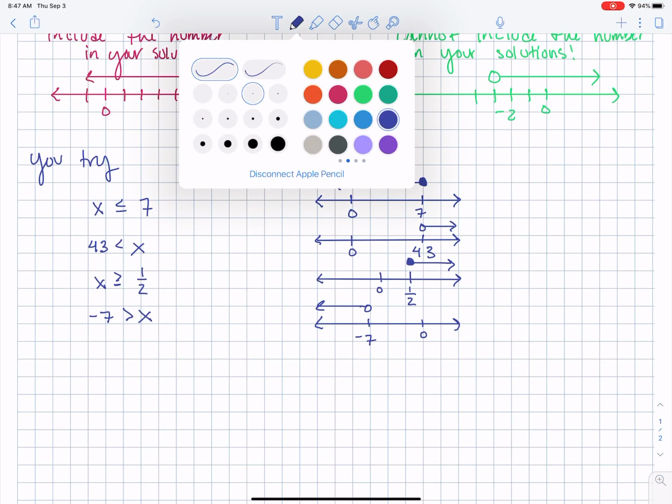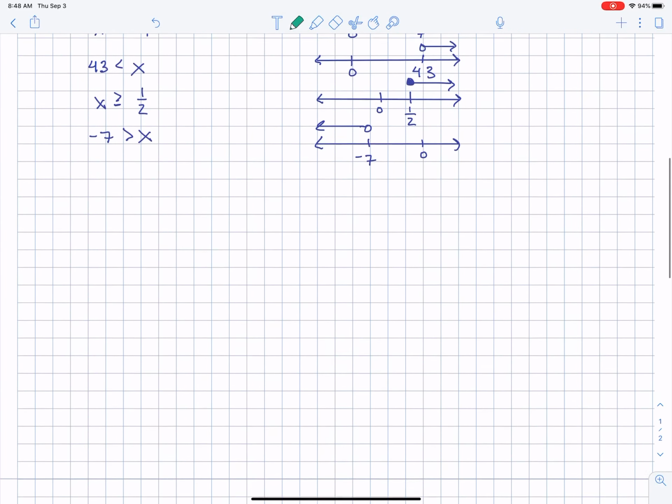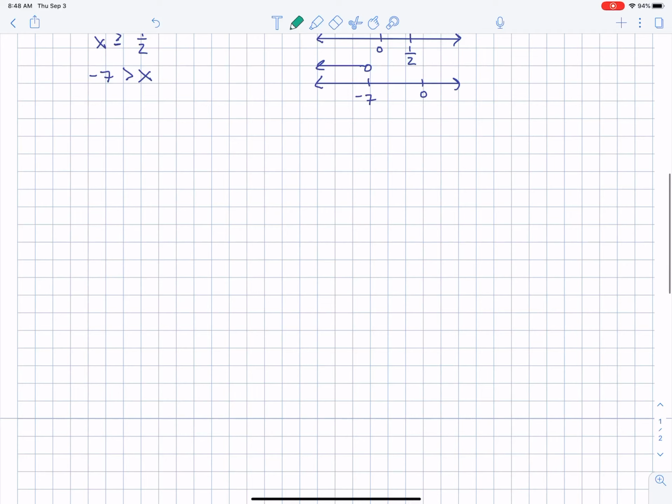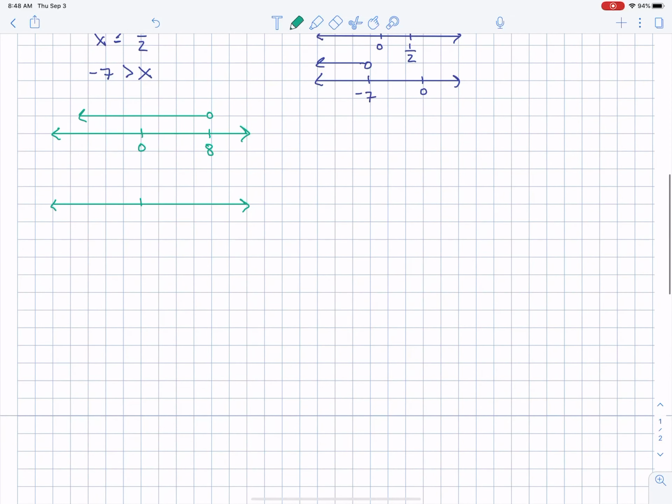Okay, let's try it again though, but this time I'm going to give you the graphs and you are going to write the inequality. So I'm going to give you this graph, let's say 0. Okay, so try to write the inequality for that one. I'm going to give you one more as well. If you need to pause the video, as always, feel free to.